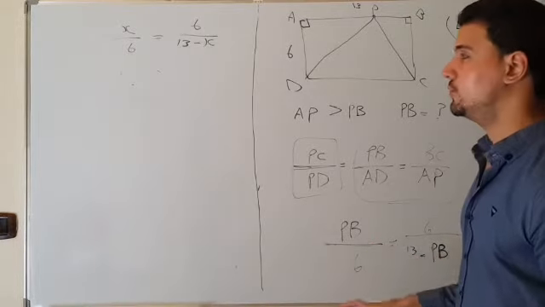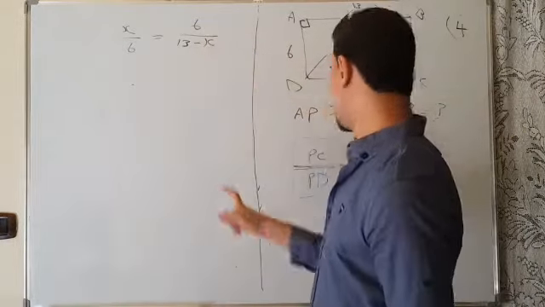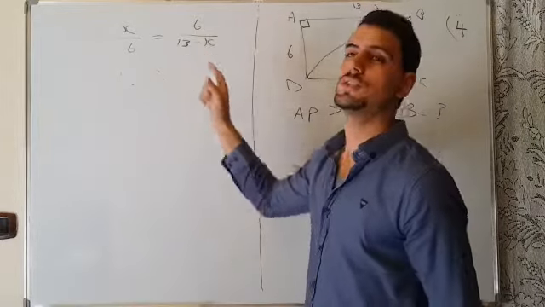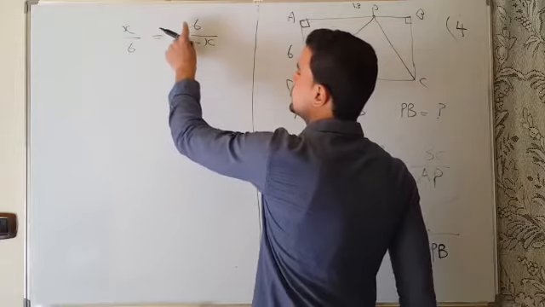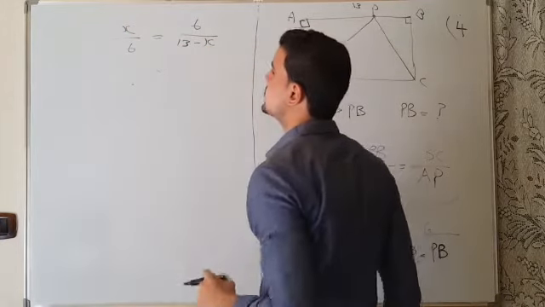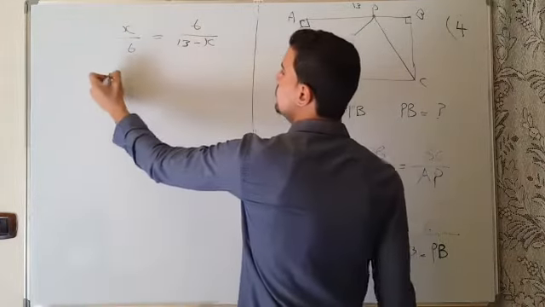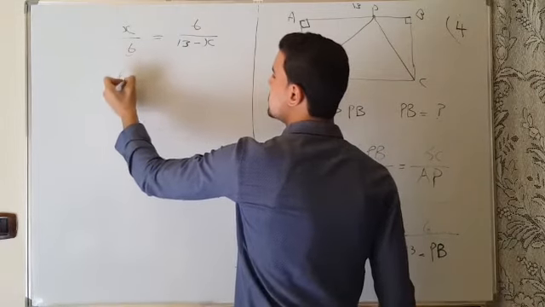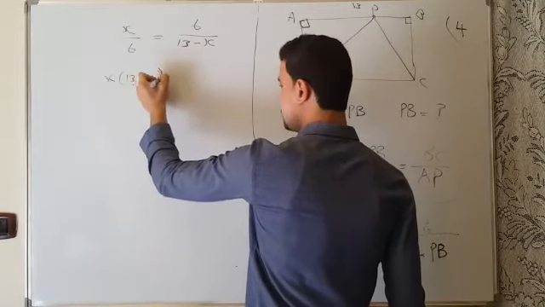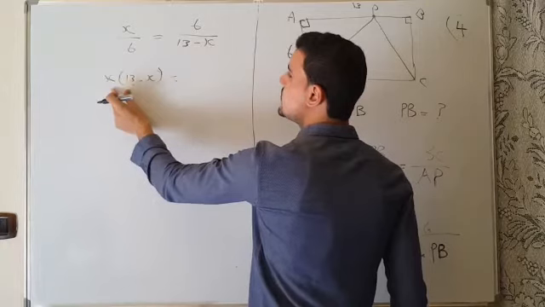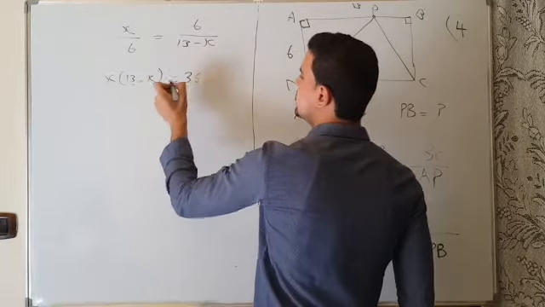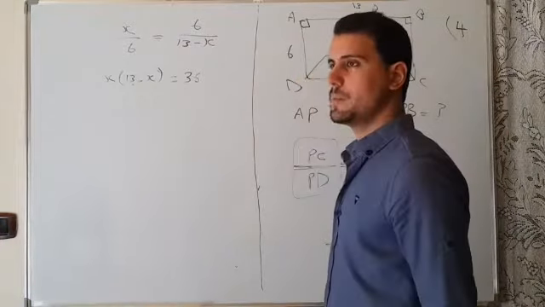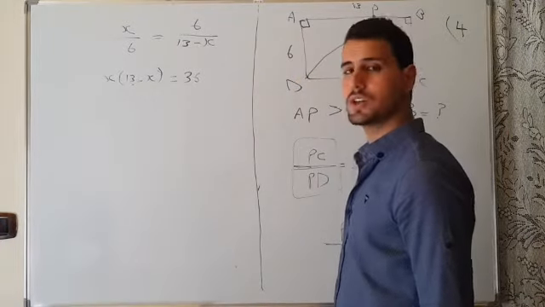So this is how you do it. Now I substituted PP with an x just for the ease of writing. x over 6 equals 6 over 13 minus x. Now, as we all know in simple algebraic methods, x multiplied by 13 minus x equals 36. Now it seems like a quadratic equation.